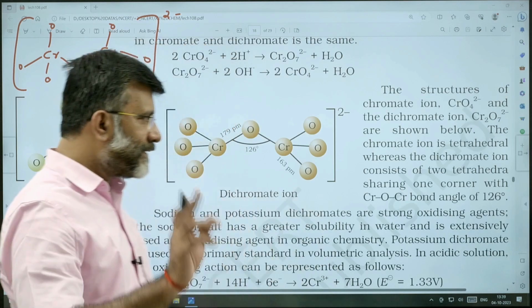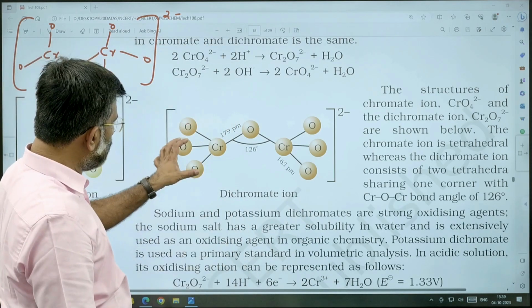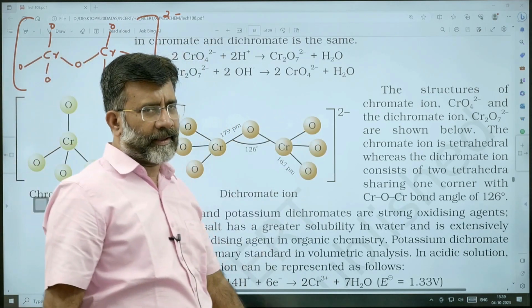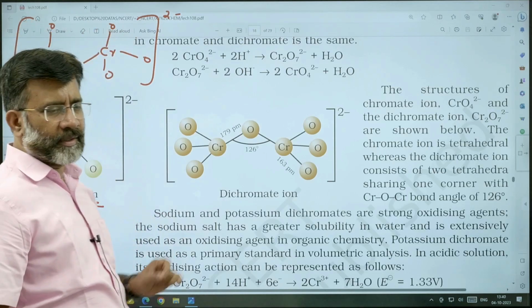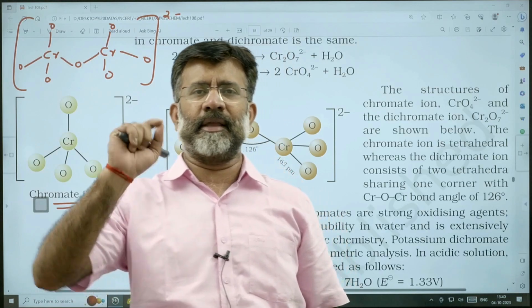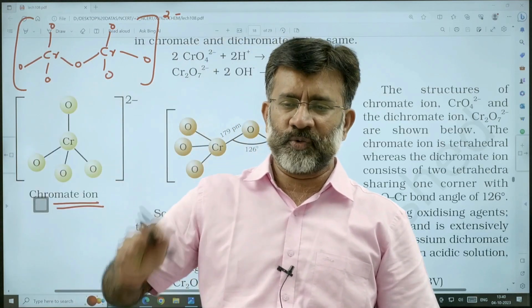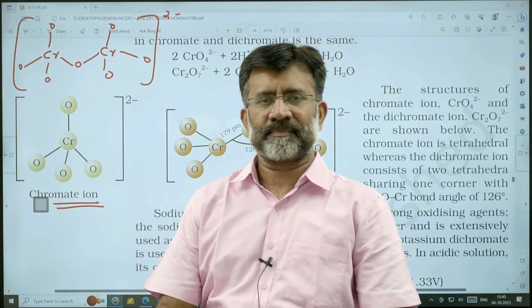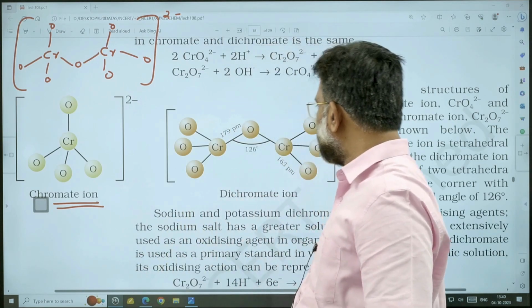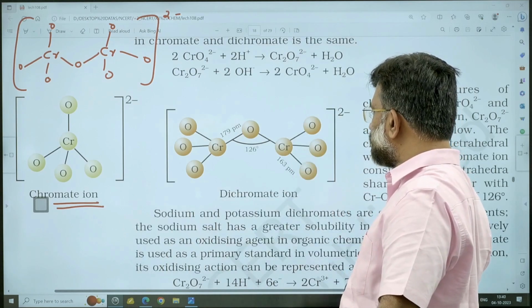It is 6 bonds. You see, these 3 bonds and these 3 bonds are identical. So there are 6 equivalent chromium-oxygen bonds. There is 1 Cr-O-Cr bridge like that. That's a question. And including the molecular dimensions, why can't they ask?